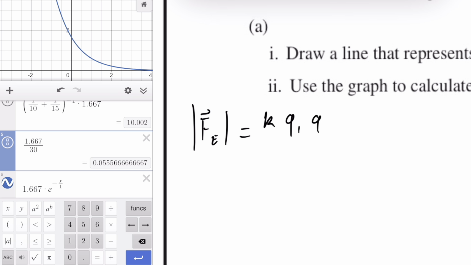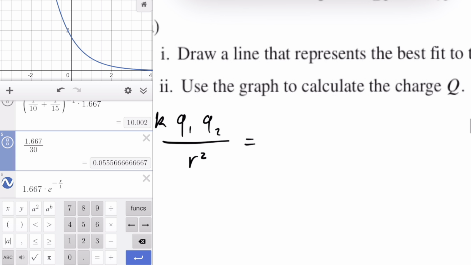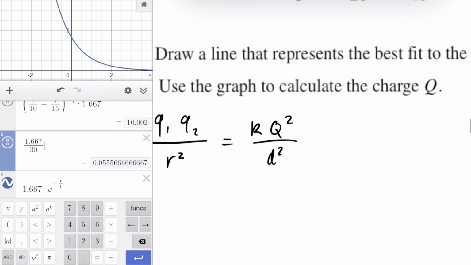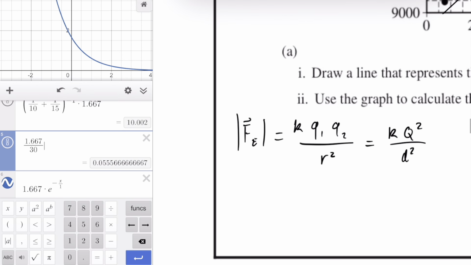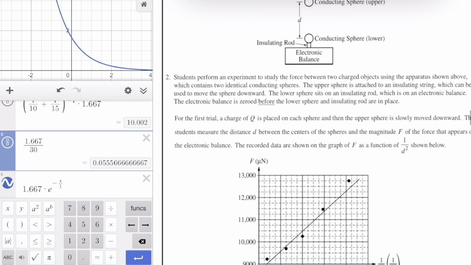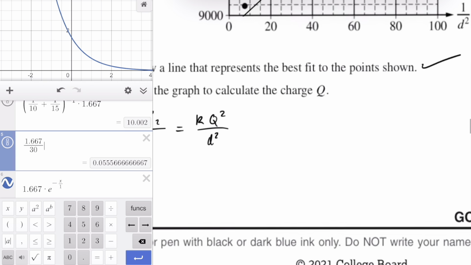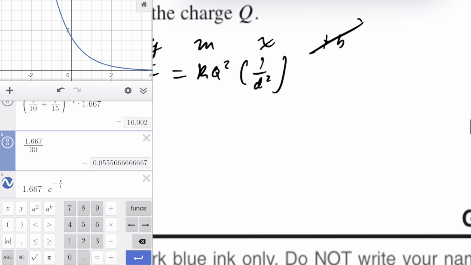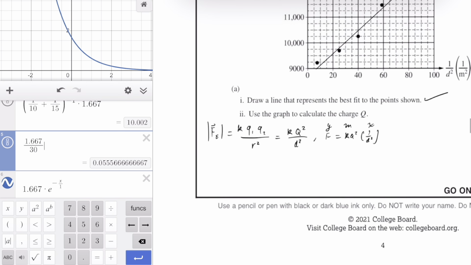K Q1 Q2 over r squared. Now, in this situation, both spheres had the same charge, so I'm just going to say Q squared. And d is the distance between the two, which would be d squared. Now the electric force is the force that the scale is measuring, because the electronic balance measures the force. So we're going to say F is equal to KQ squared times 1 over d squared. Now this is starting to look like y equals mx plus b, where b should be 0 because there is no y-intercept in Coulomb's law. There's no plus. It's just multiplying things.